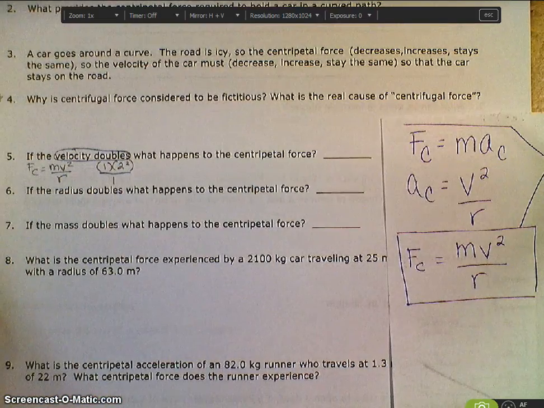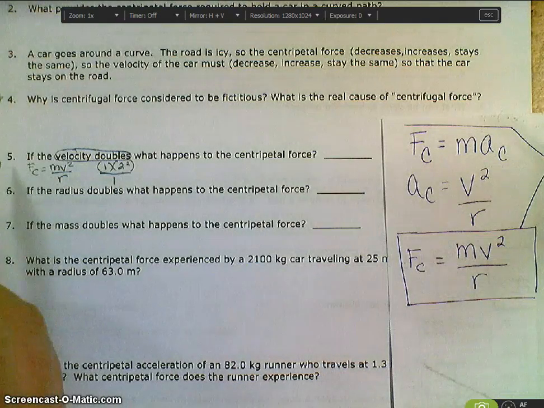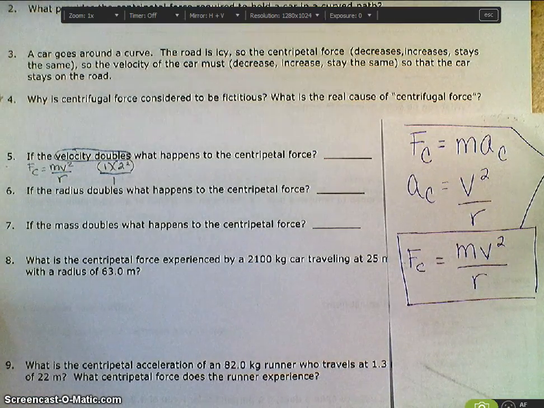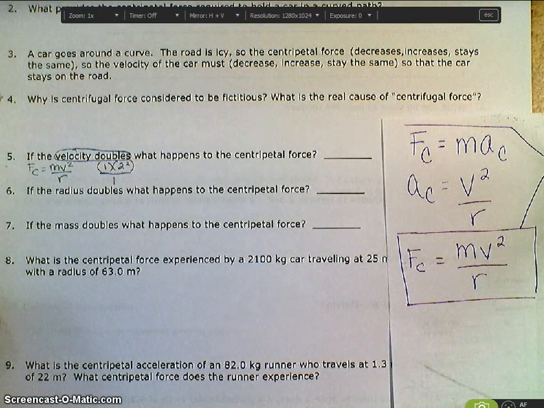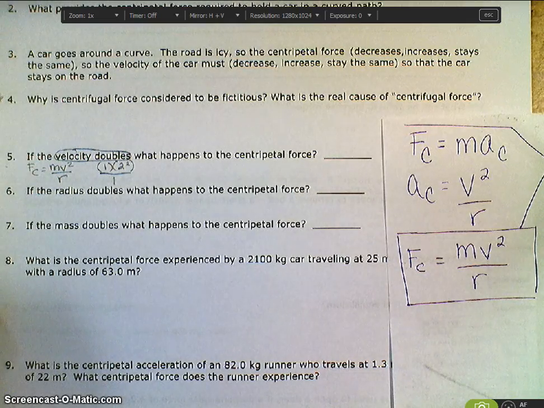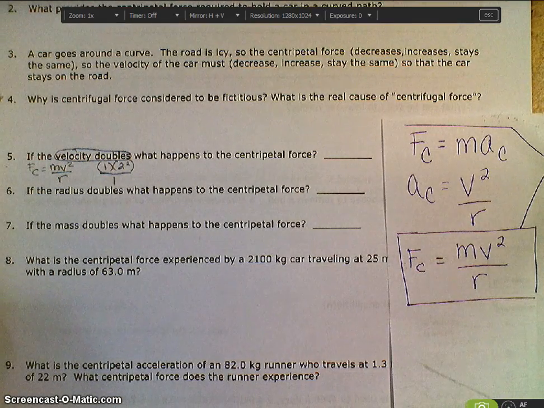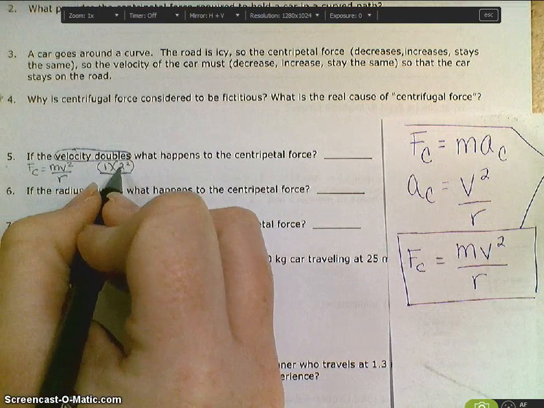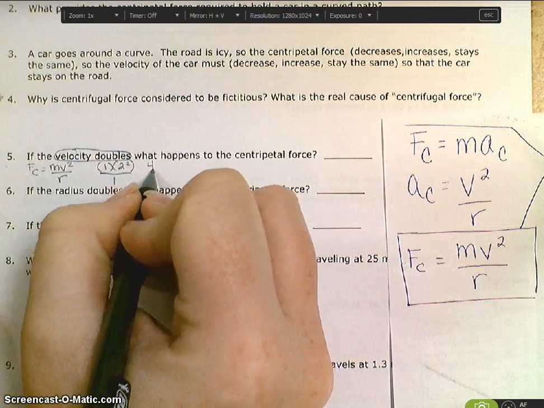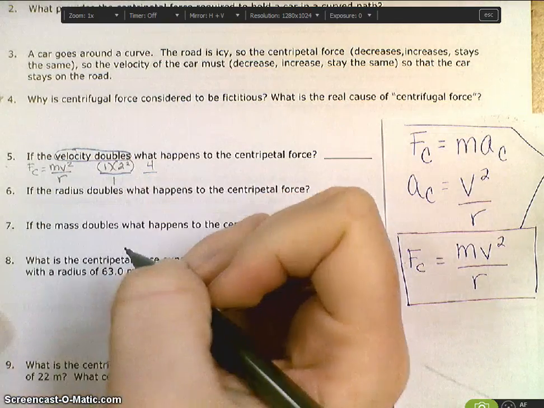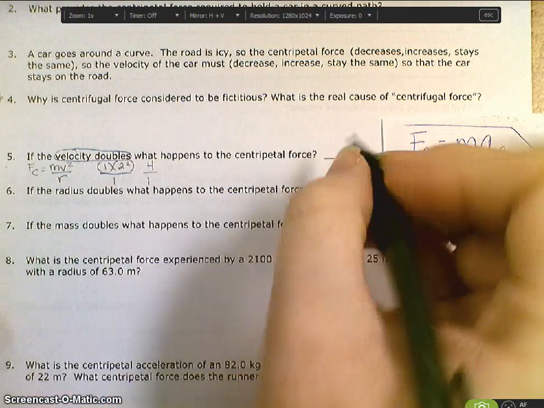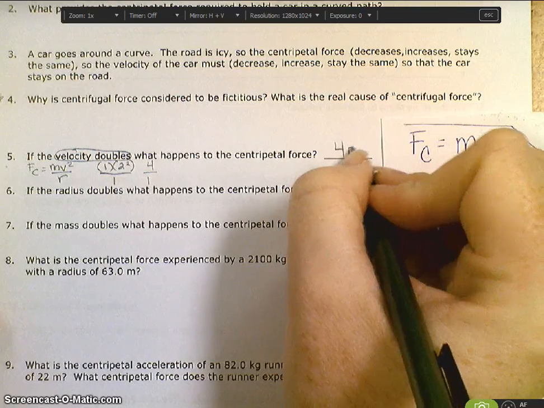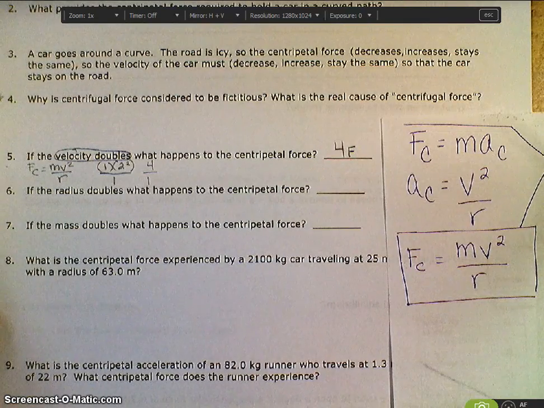Now some of you said you've been having trouble with your rule of ones problems. Think of it as if you're just doing another math problem, but this time you don't need a calculator because all the numbers are really small. So our top is 1 times 2 squared, so we get 4. Our bottom number is just 1, so what happens to the force? It gets multiplied by 4.